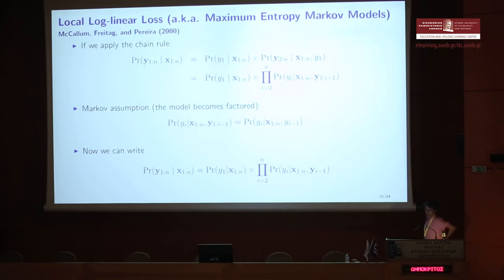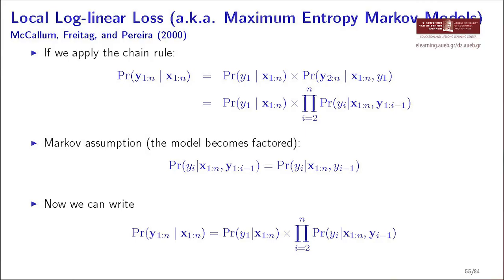So the local model takes the distribution over sequences and further decomposes it: predicting a sequence is predicting the first symbol of the sequence times predicting the rest of the sequence given the first. This is the chain rule. If you apply this chain rule, it means that the probability of a sequence is the probability of the first times the probability of the rest given the first. We can always take any distribution and apply the chain rule like that.